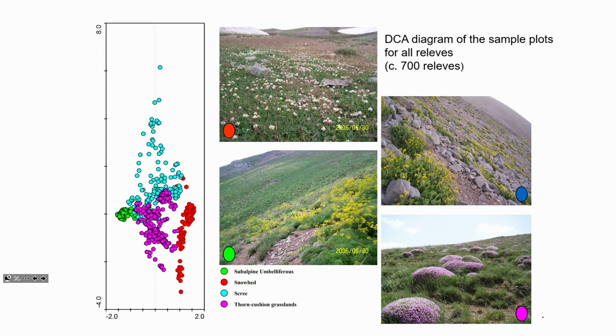In my plots, I collected only high elevation habitats and vegetation types, and I analyzed them. The major vegetation types are these four. This is the subalpine umbelliferous vegetation type that I mentioned. This is thorn cushion vegetation types, snowbeds, and scree vegetation types. And we can see also in the ordination, they are well separated from each other.